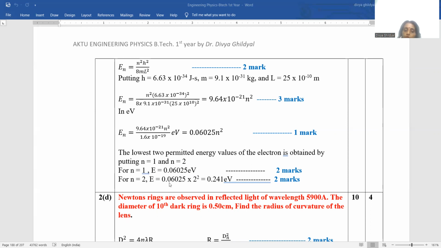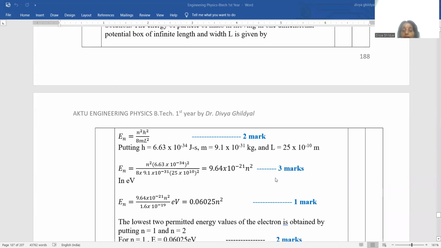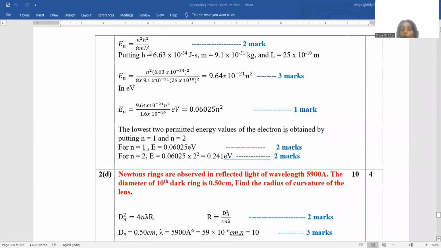And for N equal to 2, I will get 0.06 into 2 square, which is equal to 0.241 electron volt. And this will fetch me 10 marks. I have to be very careful when I solve such numericals because every step here is carrying marks.